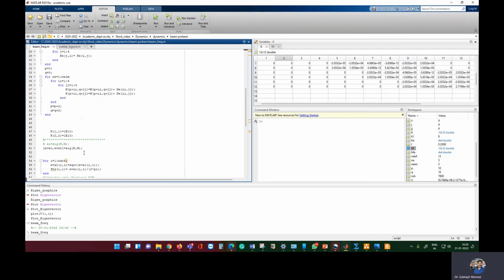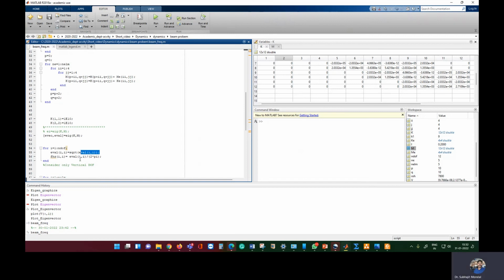Since the eigenvalue is basically the square of your frequency, if you want to get the frequency, then you have to take the square root of it and divide it by 2 pi if you want to convert it to hertz. Initially, the eigenvalue or frequency we are getting is in terms of radians, and you can convert that into hertz. But if you are comfortable with radian terms, then you can deal with that.